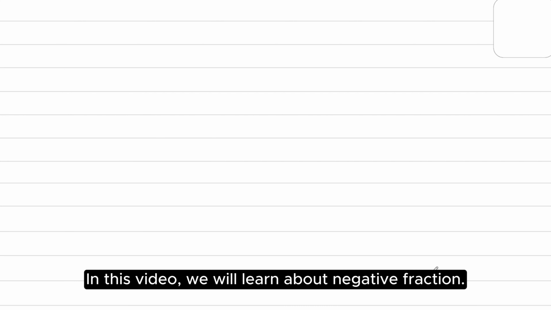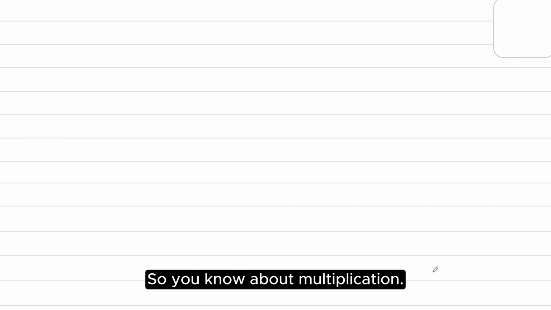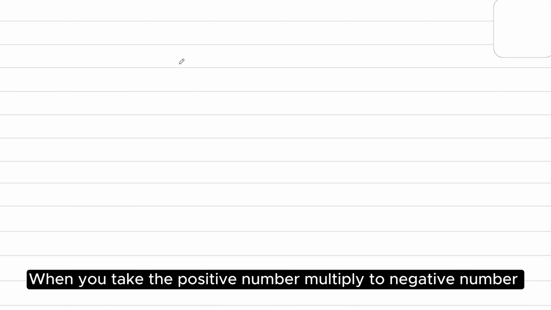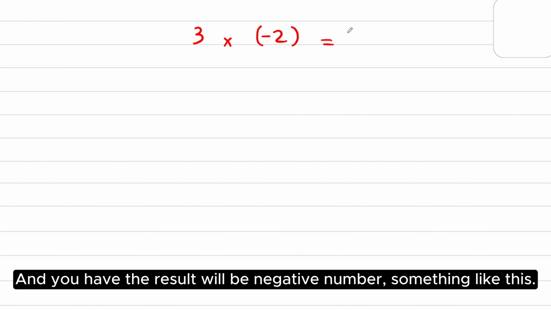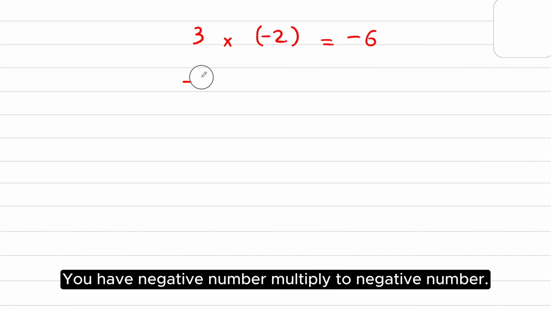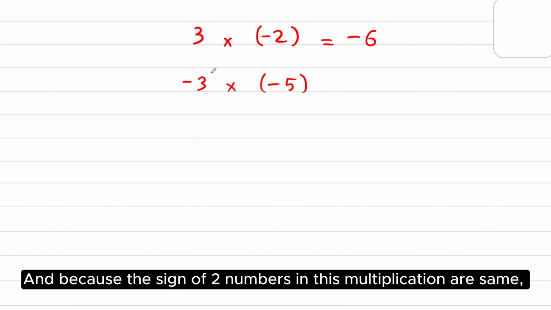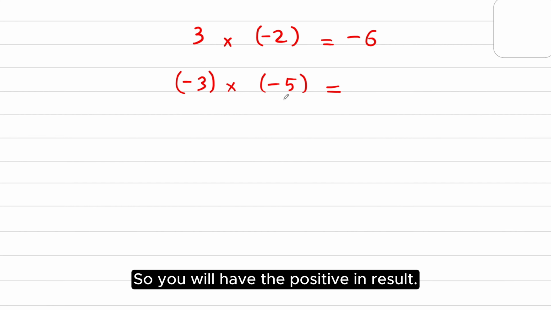In this video we will learn about negative fractions. So you know about multiplication: when you multiply a positive number by a negative number, the result will be a negative number, something like this. Or you have a negative number multiplied by a negative number, and because the signs of the two numbers in this multiplication are the same, you will have a positive result.